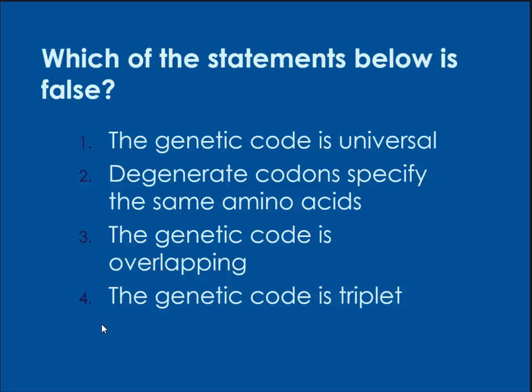The genetic code is triplet. It is read in those triple codon or triple base pairs, which are the codons. It does, however, not overlap, right? There's no overlap. You run through, and the codons are going to be every 3 bases.